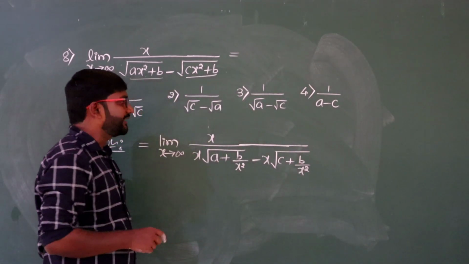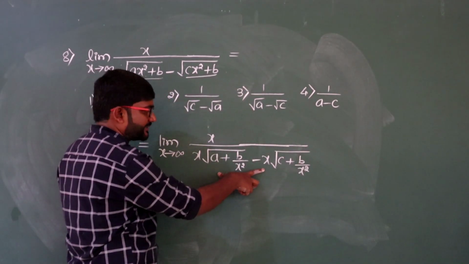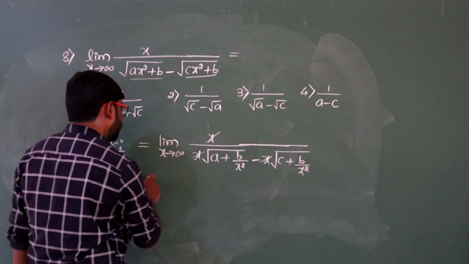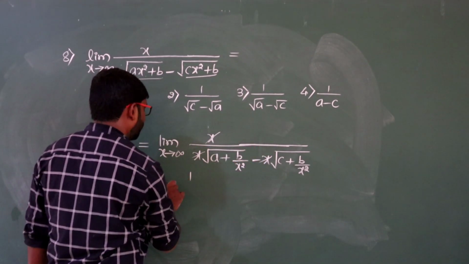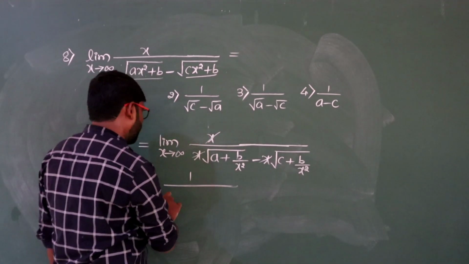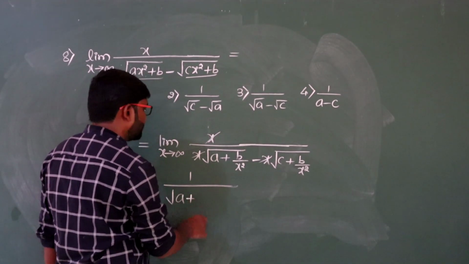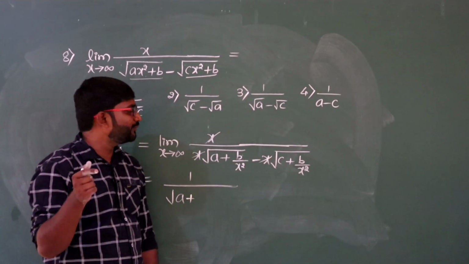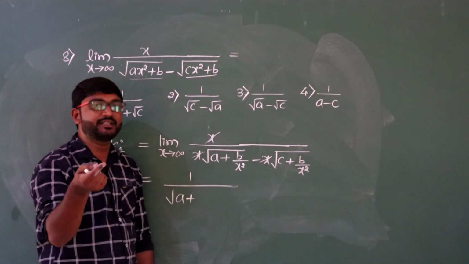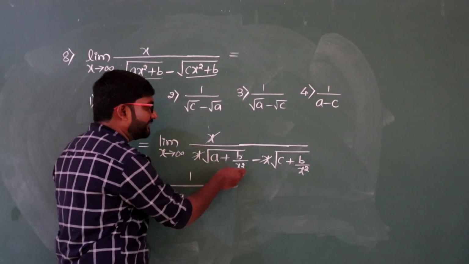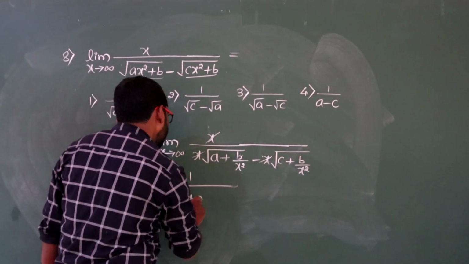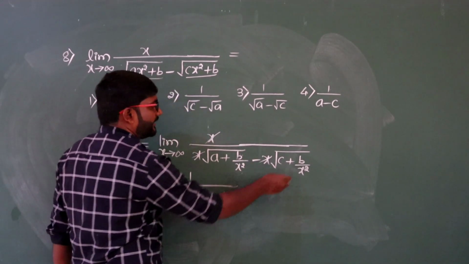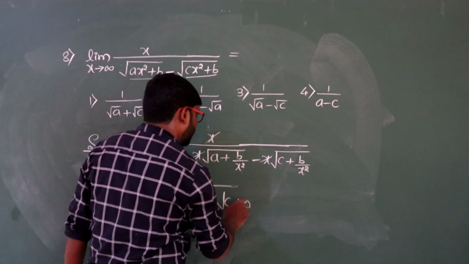Now in the denominator we have x common. Take x common and x gets cancelled. Now apply the limit. 1 divided by square root of a plus b by x square can be written as b by x into 1 by x. So after applying the limit we get 0. b by infinity will be 0. Then minus square root of c plus again b by infinity it is 0.